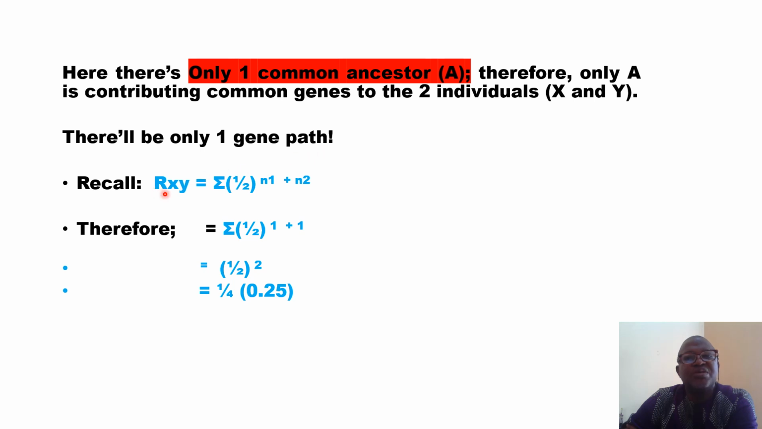So recall again the formula for coefficient of relationship. Because there's one gene path, we can only have N1 plus N2. And if you do that, it's one quarter. So the coefficient of relationship between two half sibs is 0.25. And you should recall this is half of the relationship between two full sibs.